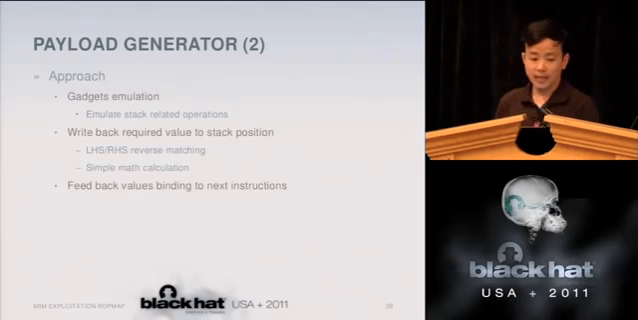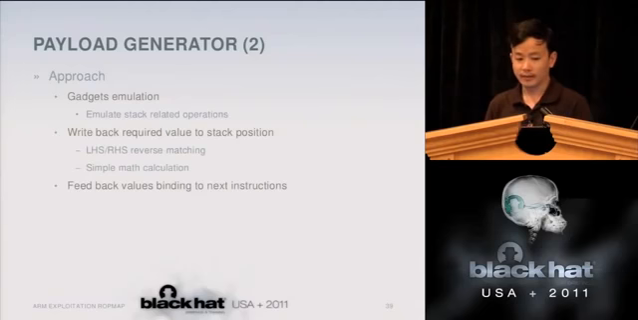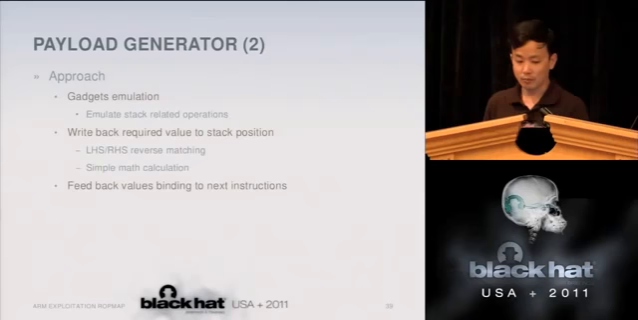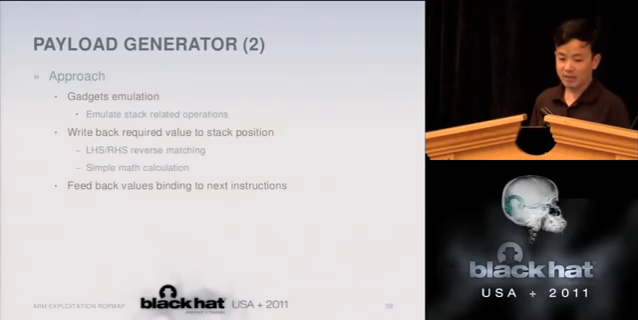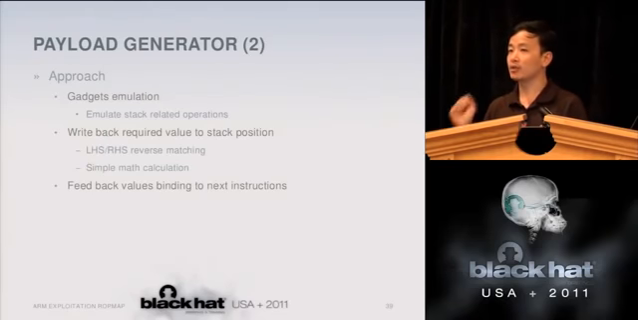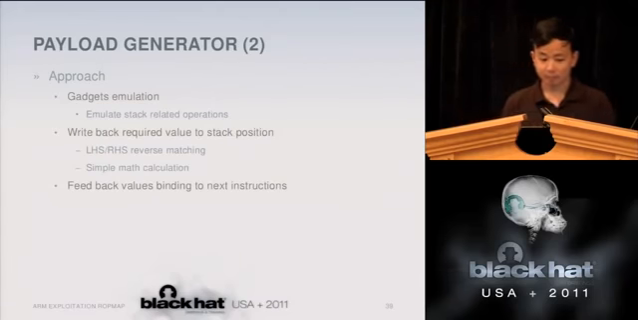In order to do that, we do some basic emulation for gadget instructions. Here we emulate every single gadget, and only the stack-related operations like popping a register from the stack. We just do that, and we automatically roll back values to the stack position. So if you pop a register from the stack, we must write your intended value to that position. The idea is just that simple.